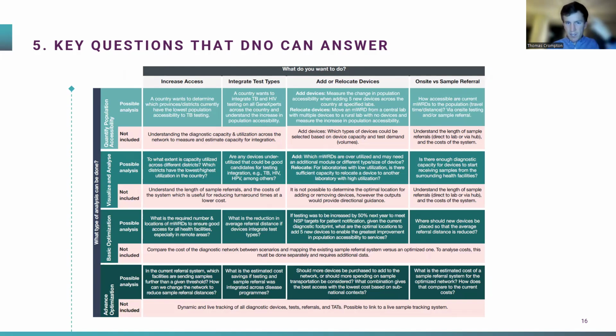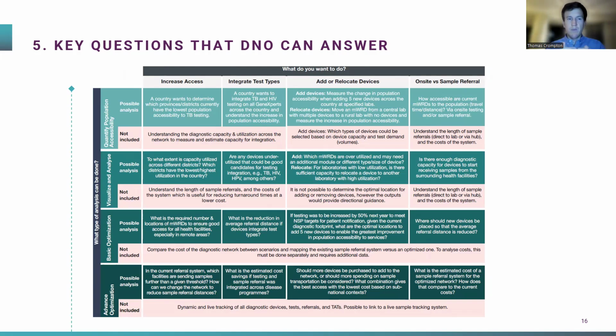So for example, if we're looking at integrating test types, if we start off at quantify population accessibility for integrating test types, so there it might be a country wants to integrate TB and HIV testing on all GeneXperts across the country and understand the increase in population accessibility. So that's what I can do at that level. Now, what I can't do is I have no idea about the capacity and the utilization across the network. So I can't measure that capacity once I integrate devices. I'll just be looking at the impact on accessibility.